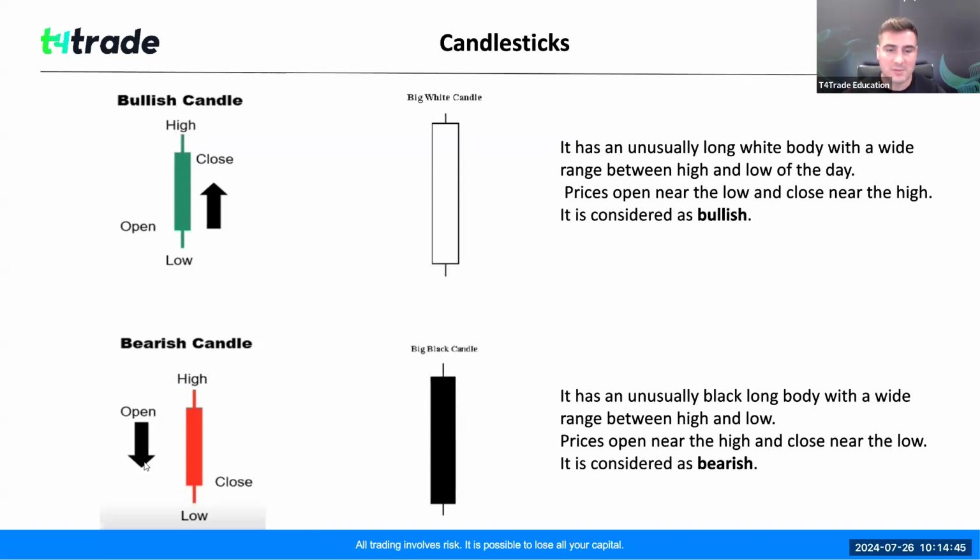On the flip side, bearish candles have a usually black or red long body with a wide range between the high and the low, and prices open near the high of the day and close near the low of the day. This is what is considered bearish. I'm going to talk about wicks.